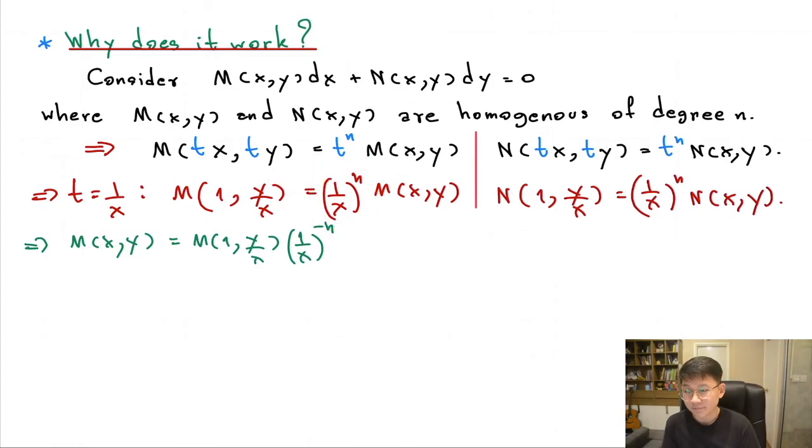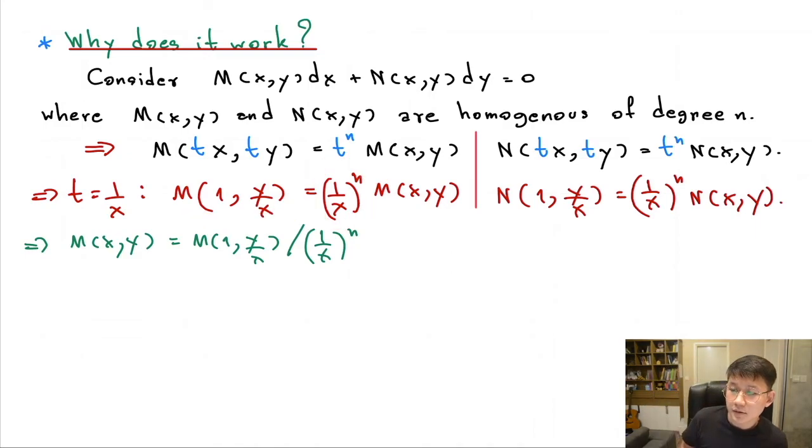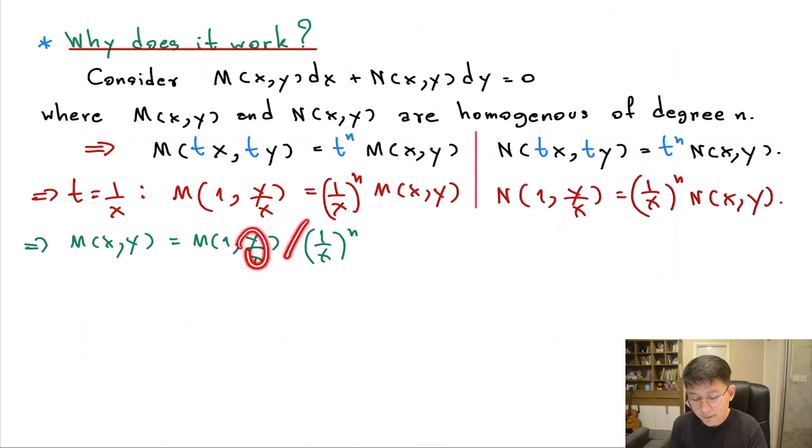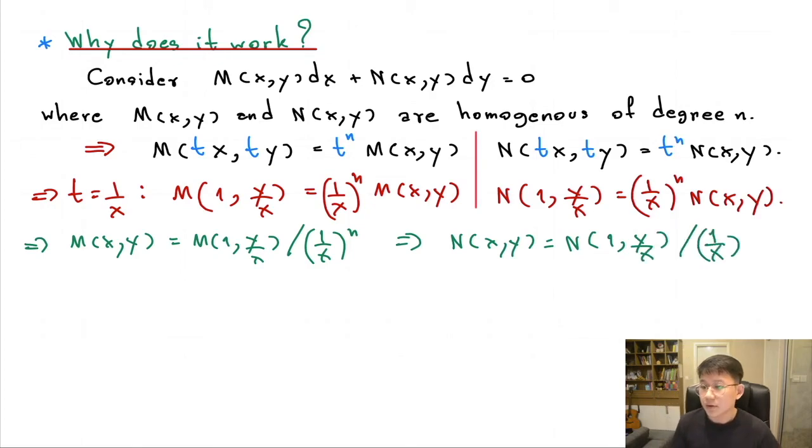Make sense? Or, if it's too confusing, I can just write it like this, divided by 1 over x to the n, right? It multiplied M, so then it changed it here. It would be M of 1, y over x, divided by 1 over x to the n. Make sense? And similarly, we have that N of xy is actually N of 1, y over x, divided by 1 over x to the n.